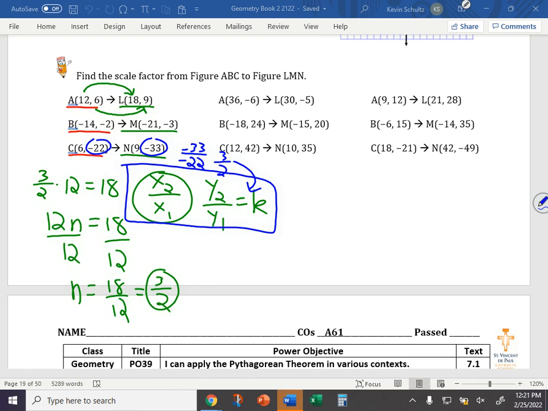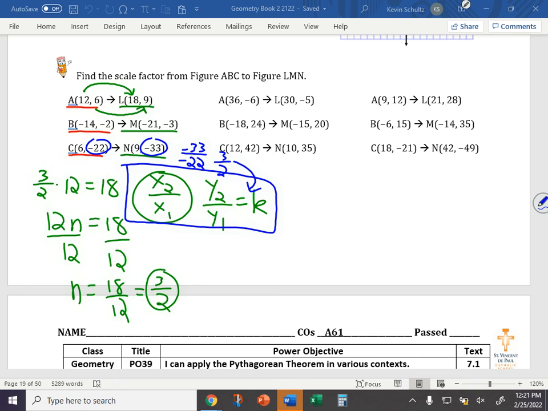You're taking your second x value, dividing it by your first x value, or your second y value, dividing it by your first y value. Okay? Because that's going to tell you how you got from x1 to x2 or y1 to y2. Does that make sense? Right?